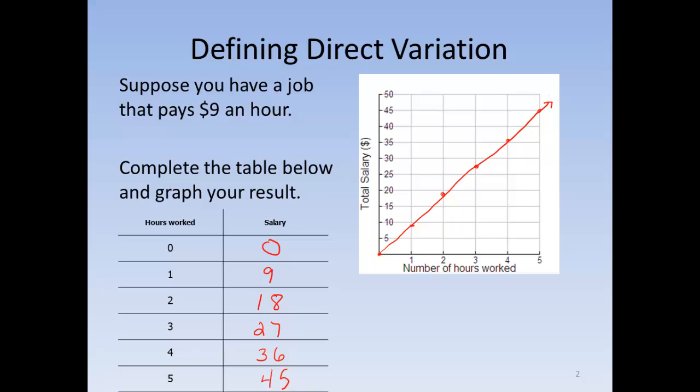The slope of this line is the $9 for every 1 hour you work. It passes through the origin when you go ahead and graph it, and those are characteristics of direct variation. It's linear with a slope, and it will pass through the origin.